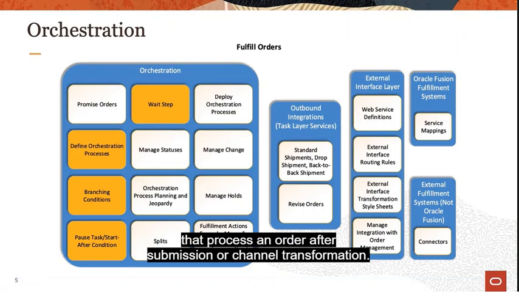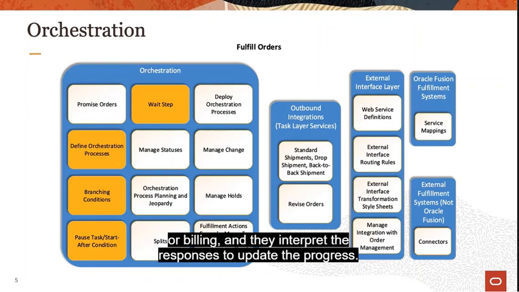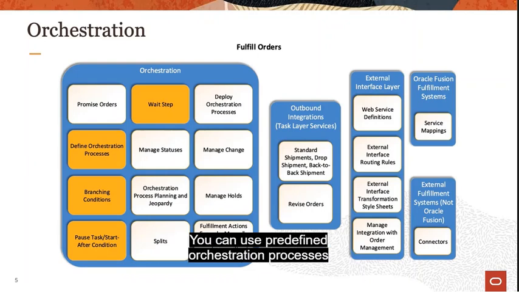The task services call downstream apps such as scheduling, shipping, or billing, and they interpret the responses to update the progress. You can use predefined orchestration processes, or you can define your own to match your business. Orchestration also leverages business rules, pause task, wait steps, and branching to adapt at runtime. Think of the definition as your blueprint, and the runtime instance as its execution on specific lines.